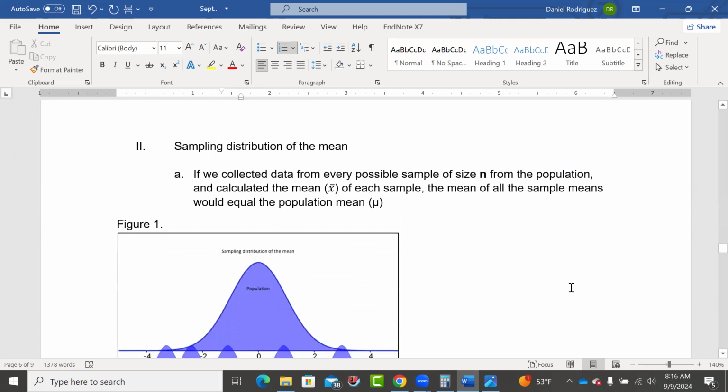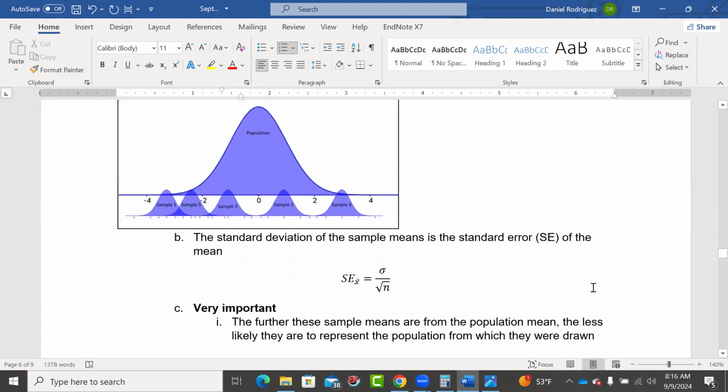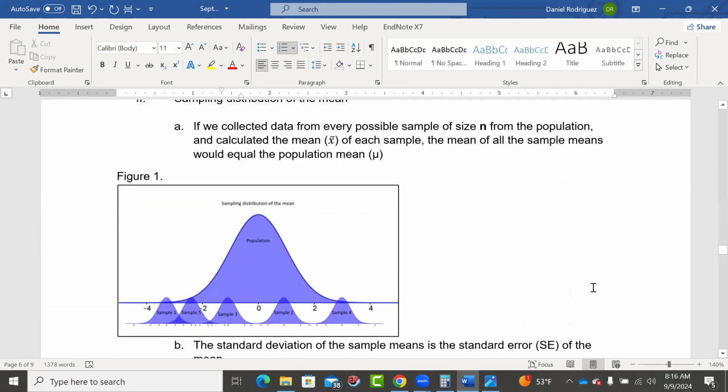Let's look at the sampling distribution of the mean. We're going to need this shortly as we get into hypothesis testing. We use samples to estimate our population. These samples are taken from the population. So imagine we collected all possible samples from a population, and the samples have some size n.